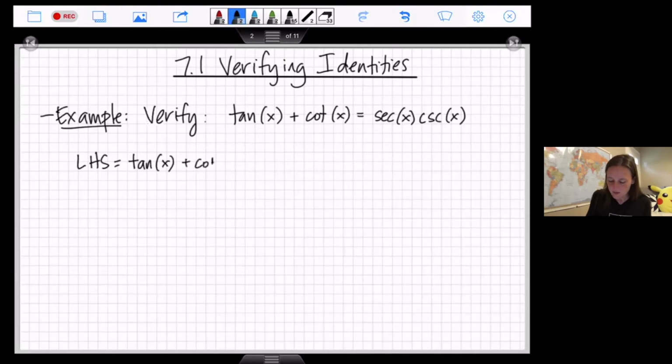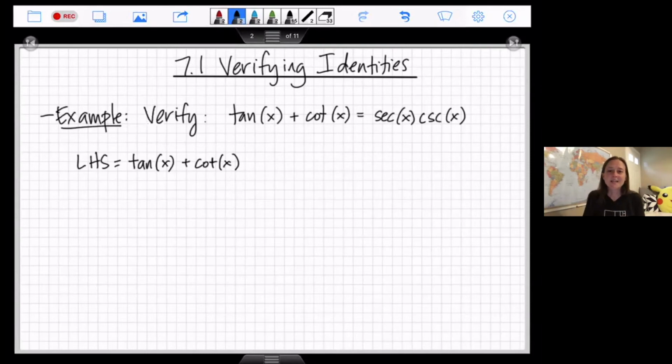And I'm going to use what I know about these trig functions to try to manipulate this to look like secant times cosecant without making up new math rules. All right, so I'm not going to mess with secant times cosecant at all this whole time. I'm just going to leave it up there as inspiration.